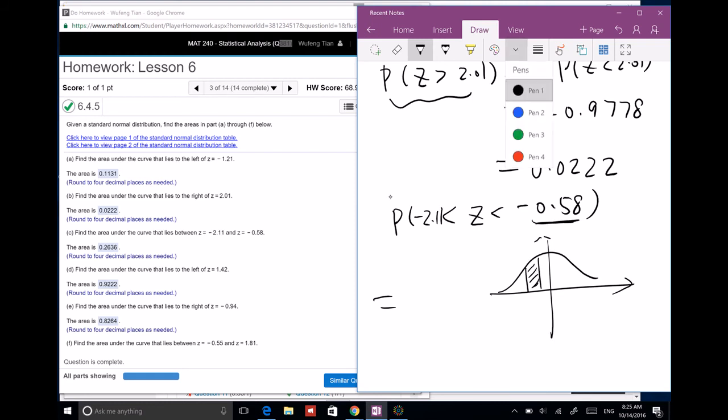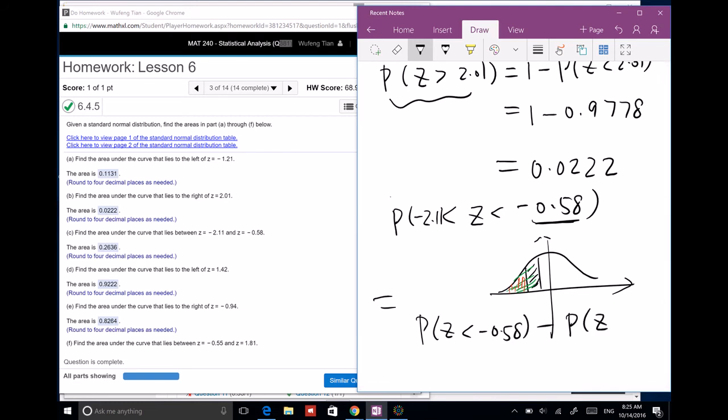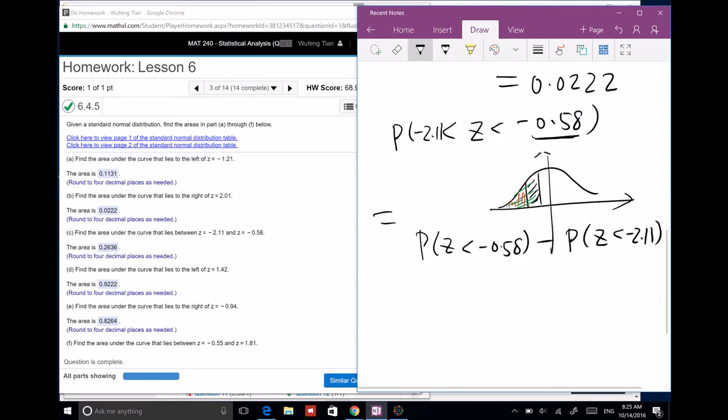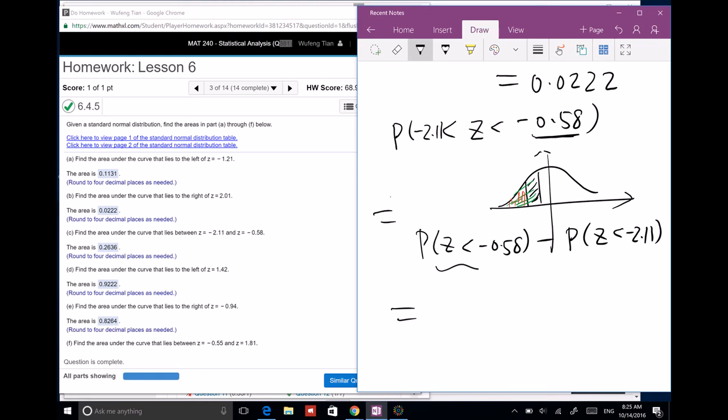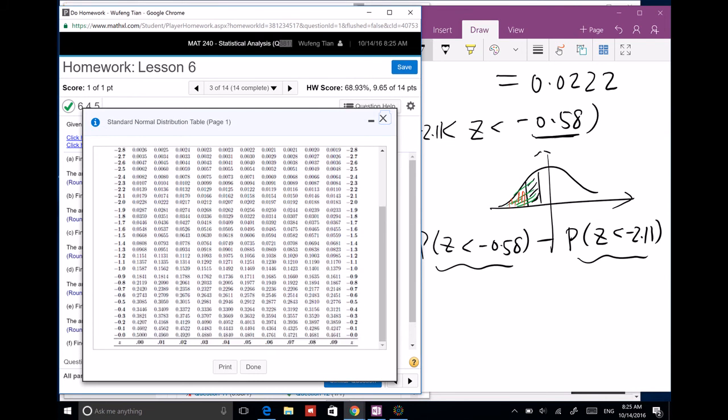What do you need to do? You can use the green one, subtract the red one, which gives you the middle one. So the green one is the probability of z less than negative 0.58 minus the probability of z less than negative 2.11. So basically find those two probabilities, and subtract them and that gives you the middle. So let's find the probability of z less than negative 0.58.